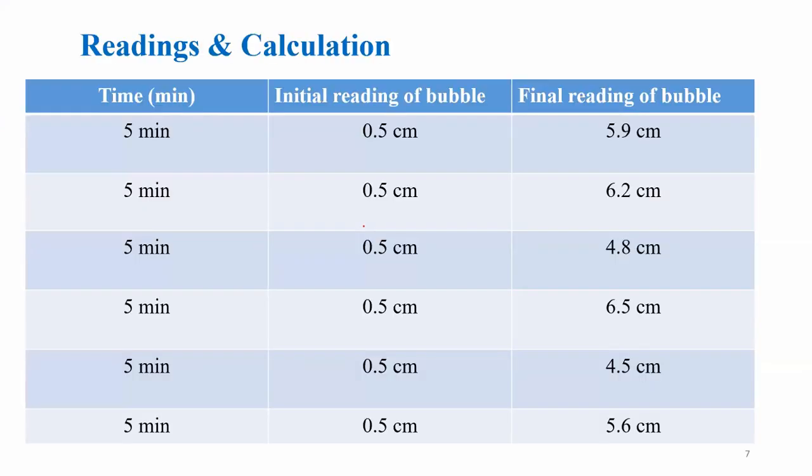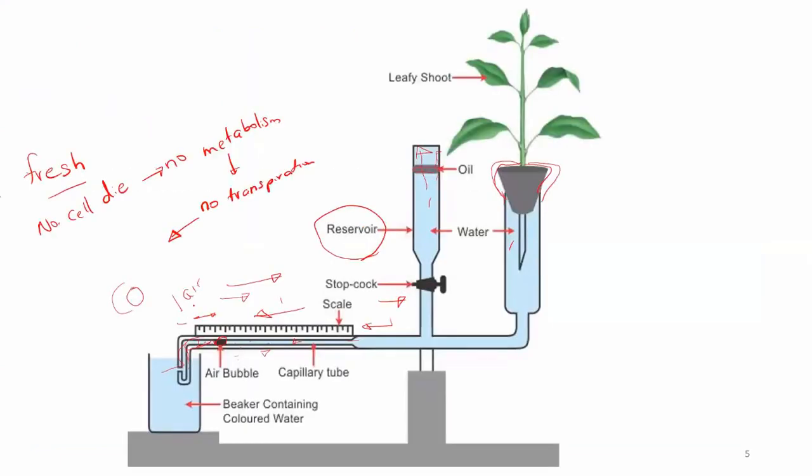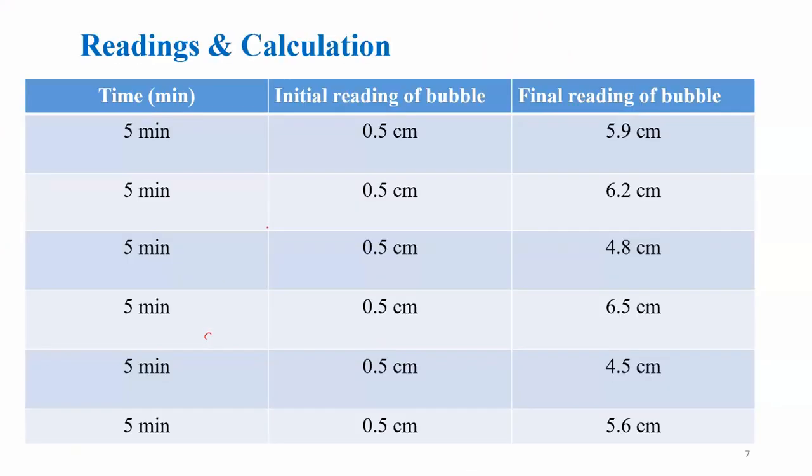Then reading and calculation. In here, at 5 minutes interval time, we can take the reading. The initial reading, the air bubble is initially at 0.5 centimeter. Then after 5 minutes later, the air bubble is at 5.9 centimeter. So what do you expect? The distance that the air bubbles will move.